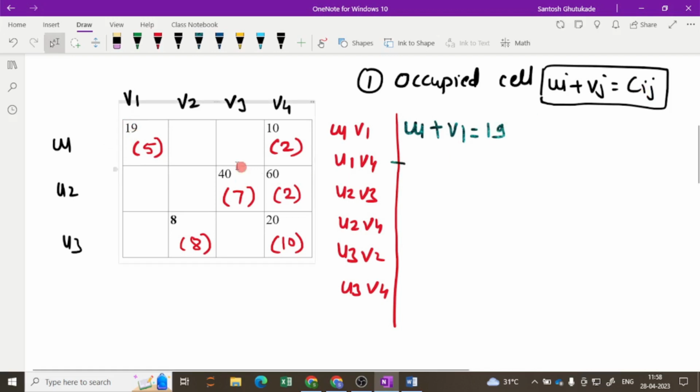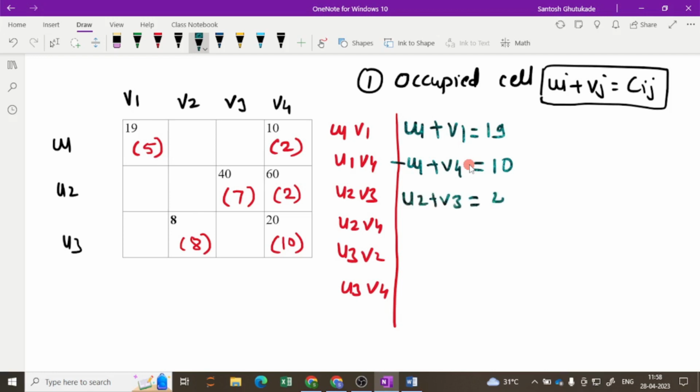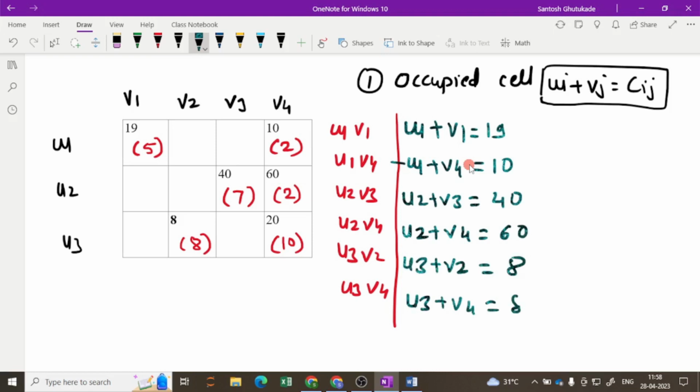Similarly, for the second occupied cell u1 v4, the relation is u1 plus v4 is equal to 10. Similarly u2 plus v3 is equal to 40, u2 plus v4 is equal to 60. Then u3 plus v2 is equal to 8, and u3 plus v4 is equal to 20. Okay, so this is the relation for occupied cells.